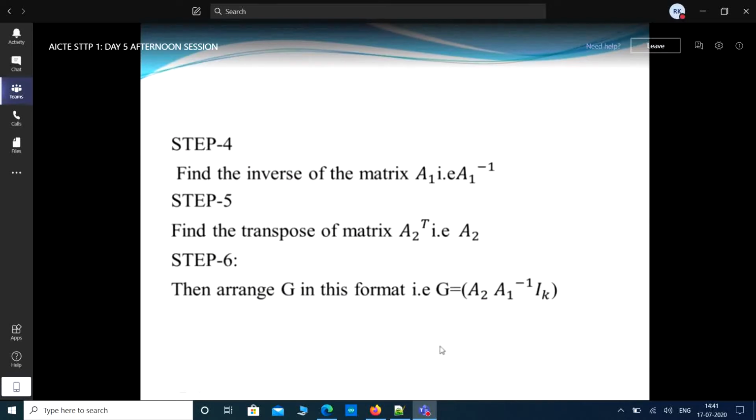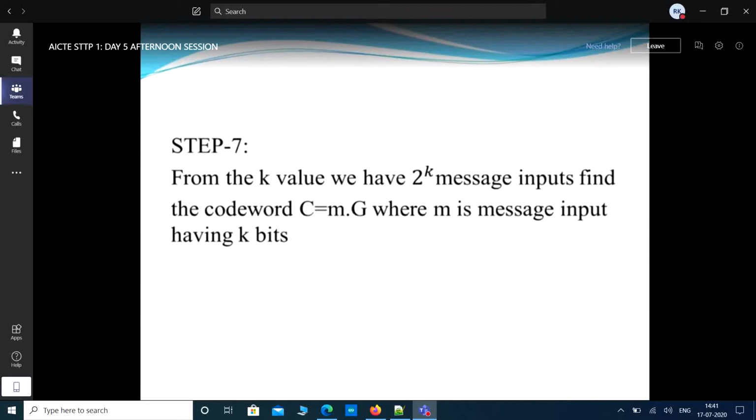But here the generator matrix is the A1 inverse matrix multiplied with the A2 matrix, followed by the identity matrix. G is equal to P into I, that is the general formula. Here P is equal to A1 inverse times A2, followed by the identity matrix, to generate the generator matrix. And the next step is the final step.